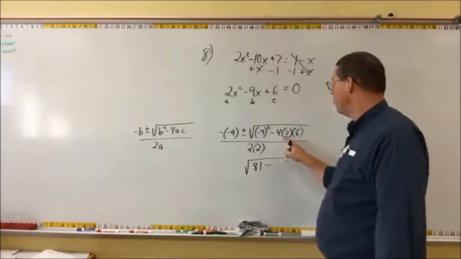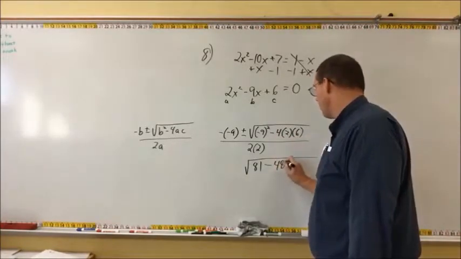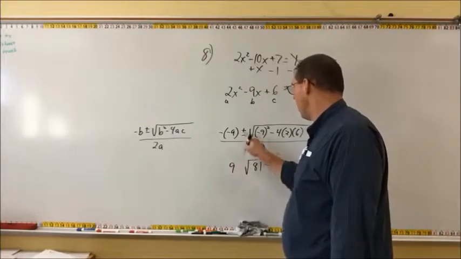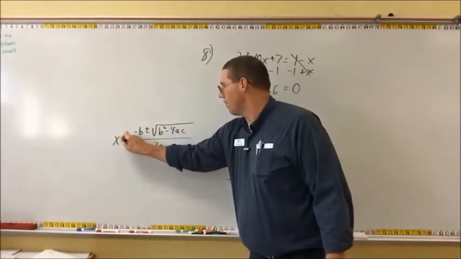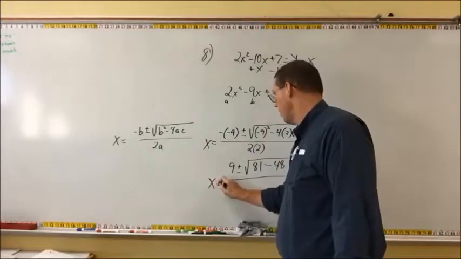Minus 4 times 2, that's 8. 8 times 6, that's 48. So minus 48. Negative 9 is positive 9 plus or minus. Remember, this is x equals. I should clarify, this is x equals. So our solution x is equal to this.